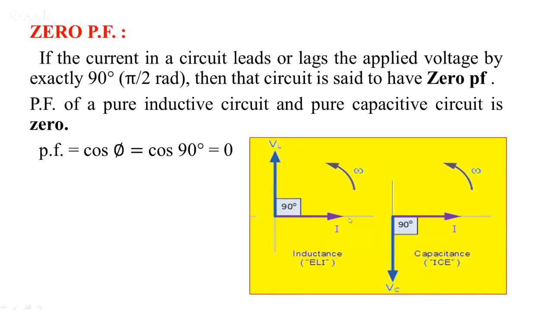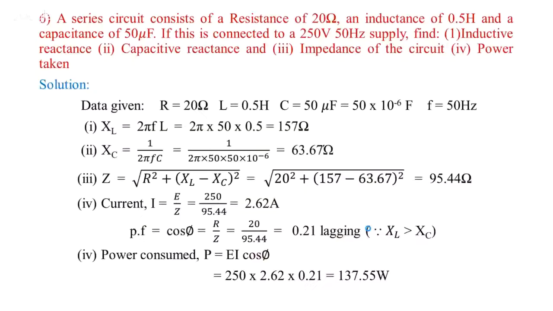Here you can see the current lags the voltage by 90 degrees. If the angle of rotation, omega, is taken to be anti-clockwise, then voltage has already reached a peak value, whereas current is lagging behind. So current lags the voltage by 90 degrees. As soon as you see the figure, you can make out it is an inductive circuit. So it is the case of inductance.